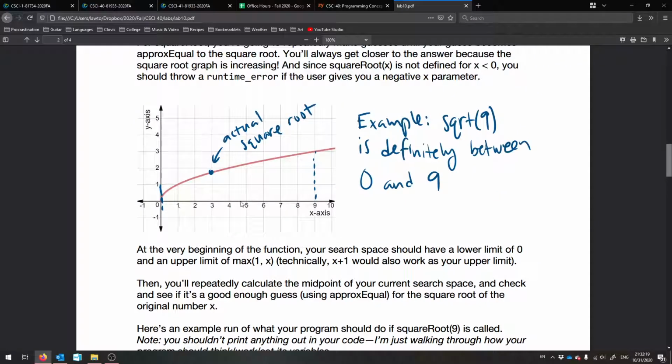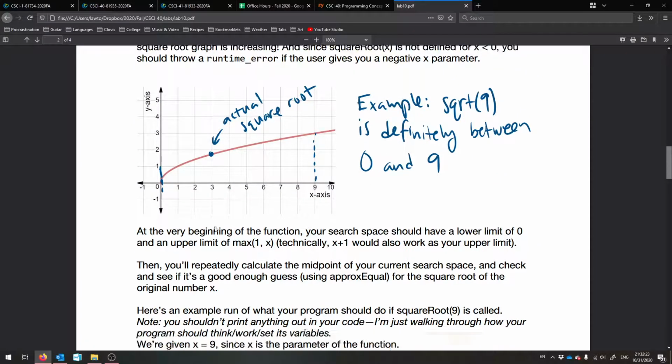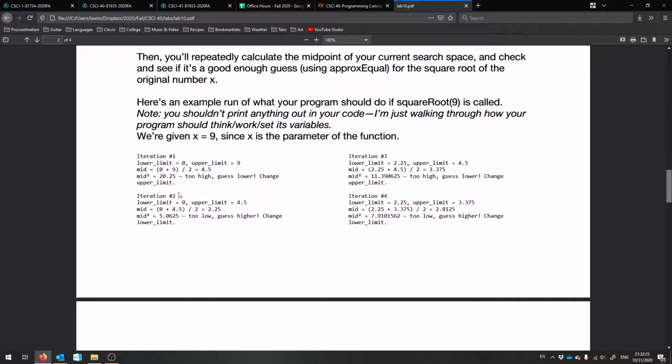And so 4.5 squared is way over here. Like, it wasn't the 9 that we were looking for. So 4.5 can't be the square root. That was too high, so we'll guess lower. And so we'll change the upper limit to be not as big.